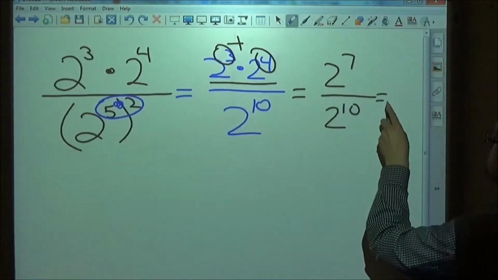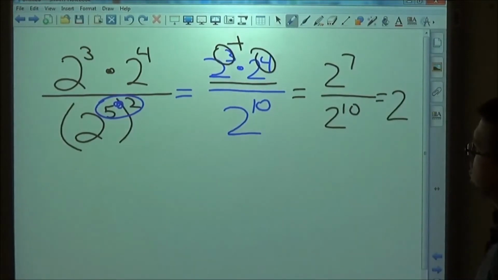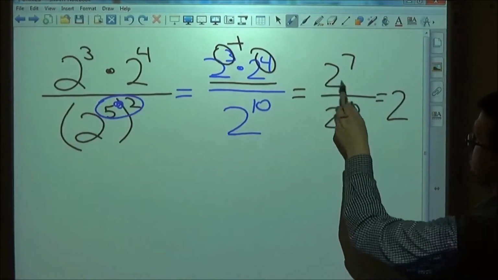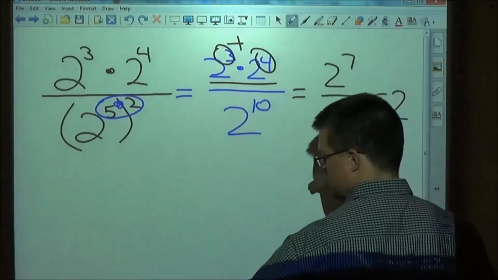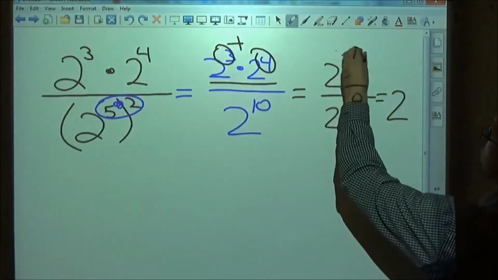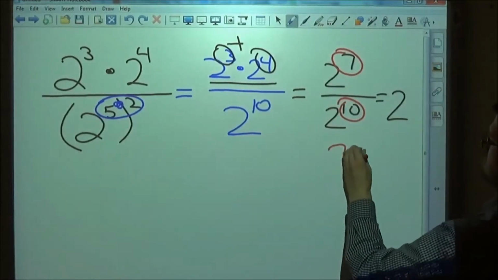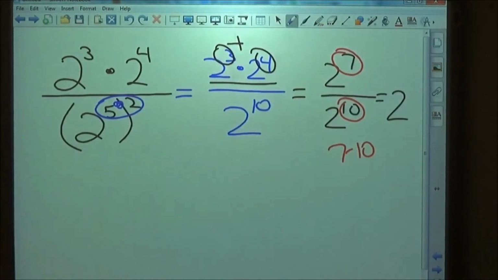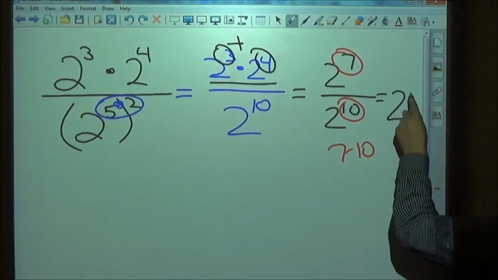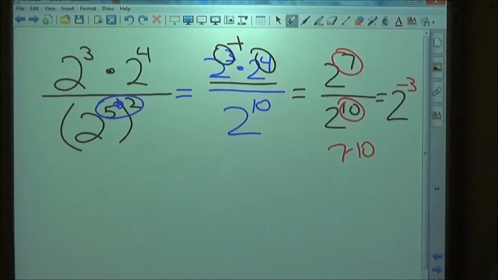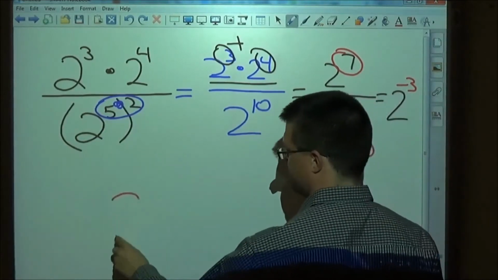And what we notice is we still got 2 there, here and here. Since we have the same base, what do we do to our exponents here? Subtract them. And this is going to be 7 minus 10, top minus bottom. And 7 minus 10 is not 3, but it's the opposite. It's negative 3.